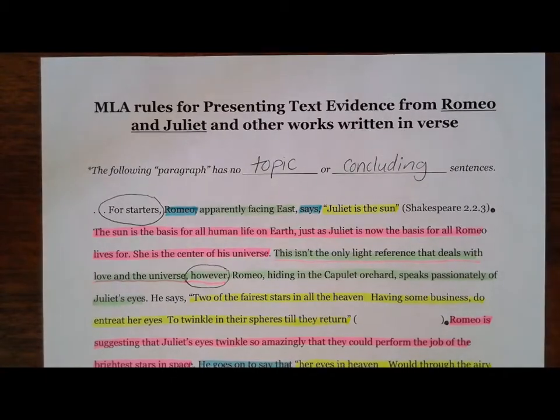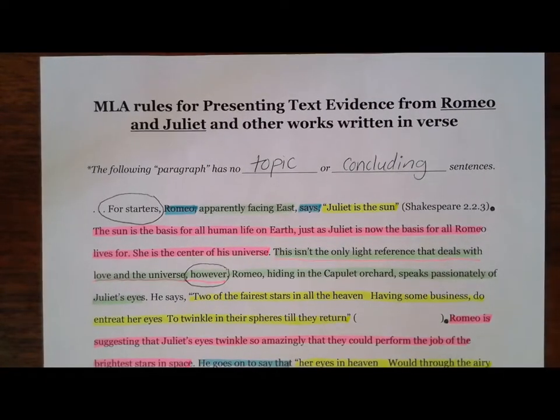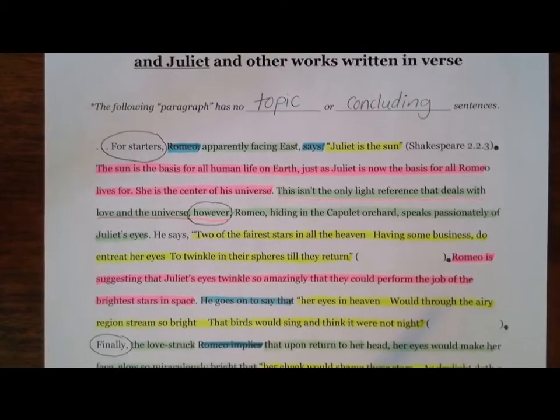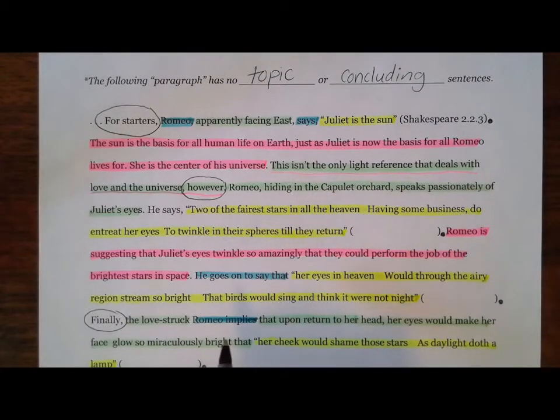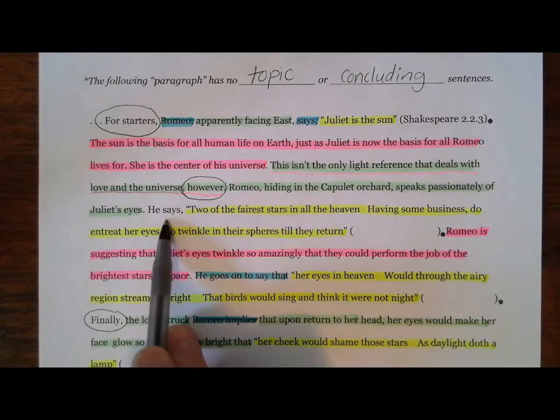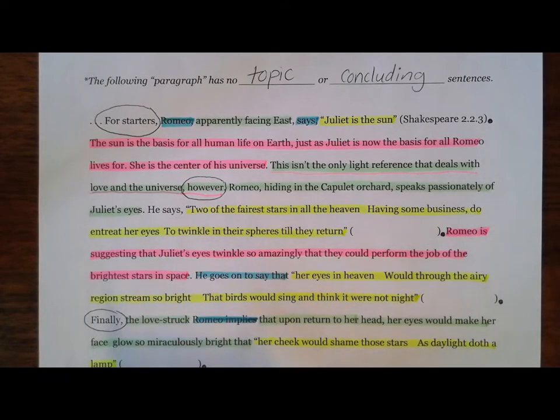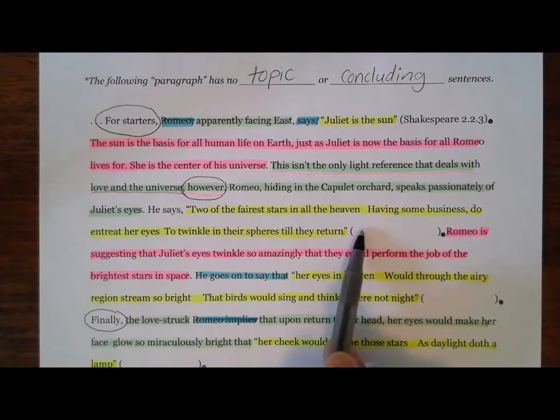This isn't the only light reference that deals with love in the universe, however. Romeo, hiding in the Capulet orchard, speaks passionately of Juliet's eyes. He says, and that should be blue, of course, is an attributive tag, two of the fairest stars in all the heaven, having some business, do entreat her eyes to twinkle in their spheres till they return. And as you can see, there's a space for the citation right here.